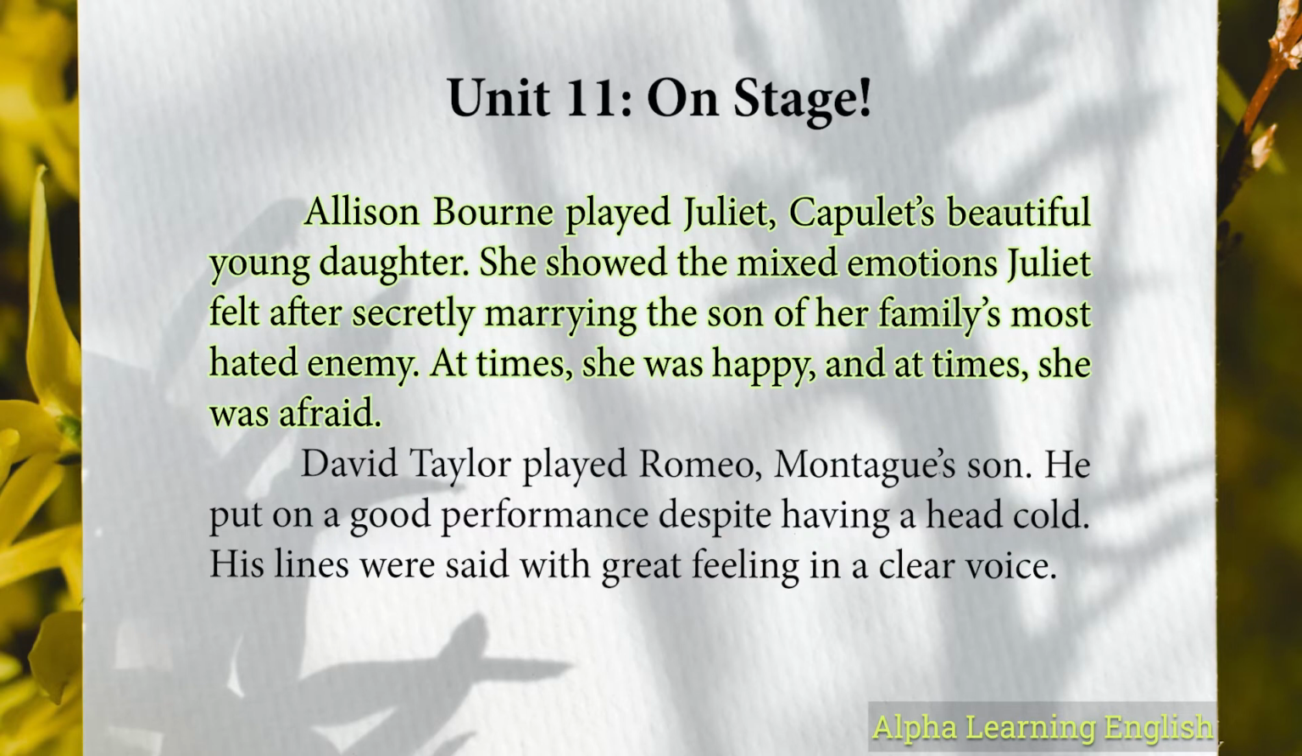Alison Bourne played Juliet, Capulet's beautiful young daughter. She showed the mixed emotions Juliet felt after secretly marrying the son of her family's most hated enemy. At times, she was happy, and at times, she was afraid. David Taylor played Romeo, Montague's son. He put on a good performance despite having a head cold. His lines were said with great feeling in a clear voice.